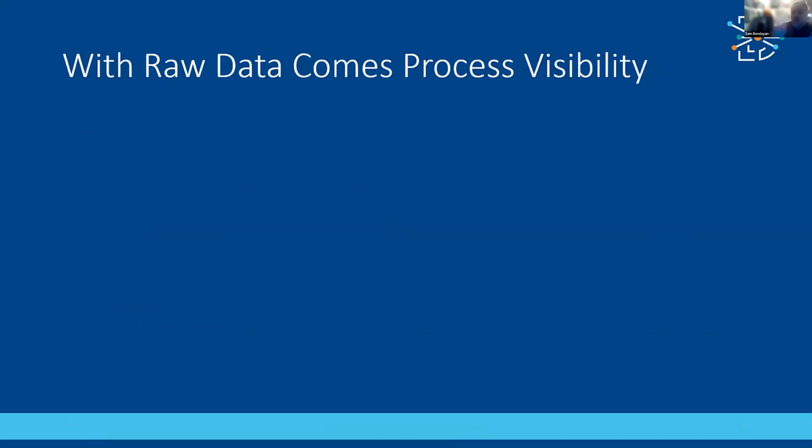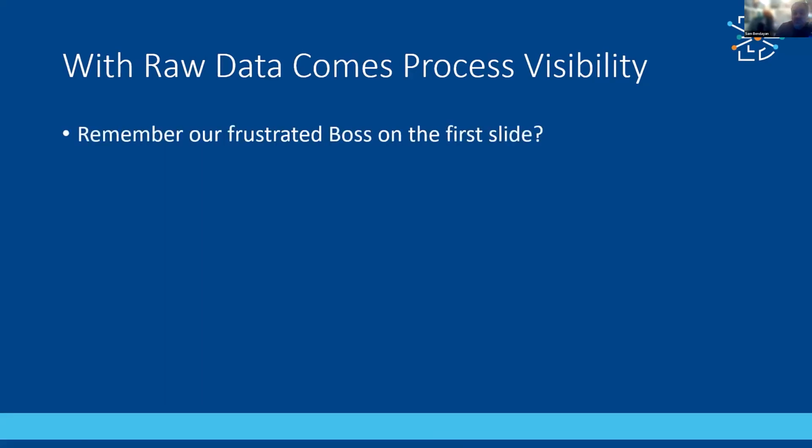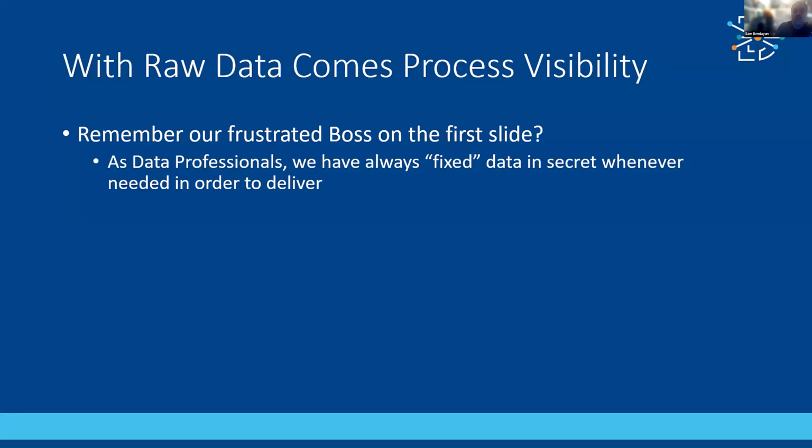So what happens with all this? Why is this so important? Well, when you have a copy of the raw data, with that comes process visibility. Remember our frustrated boss on the first slide? He doesn't know what's going on. These guys are working too hard and I don't even know why. Well, why is that? Because as data professionals, we're just going to fix things on the way in. We're going to do it in secret. We're not going to tell anybody about it. This is why we work all weekend and nobody knows why.